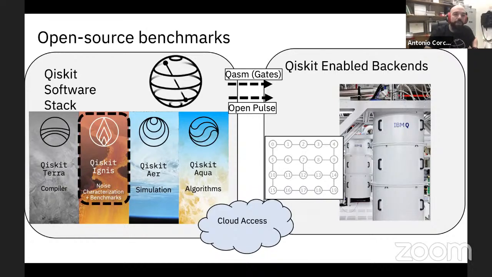benchmarks, for example. And there are 4 elements that deal with different aspects of the software, but the most relevant for this talk is what we call Qiskit Ignis, which deals with noise characterization and benchmarks of our quantum computers. So you can see some of the protocols I will discuss today implemented already in Qiskit Ignis, and you could run it in some of our backends.